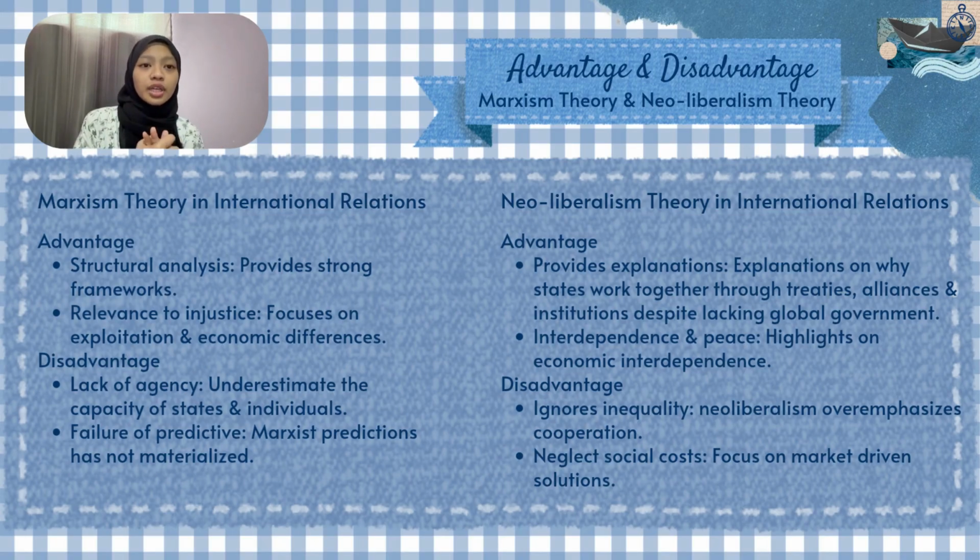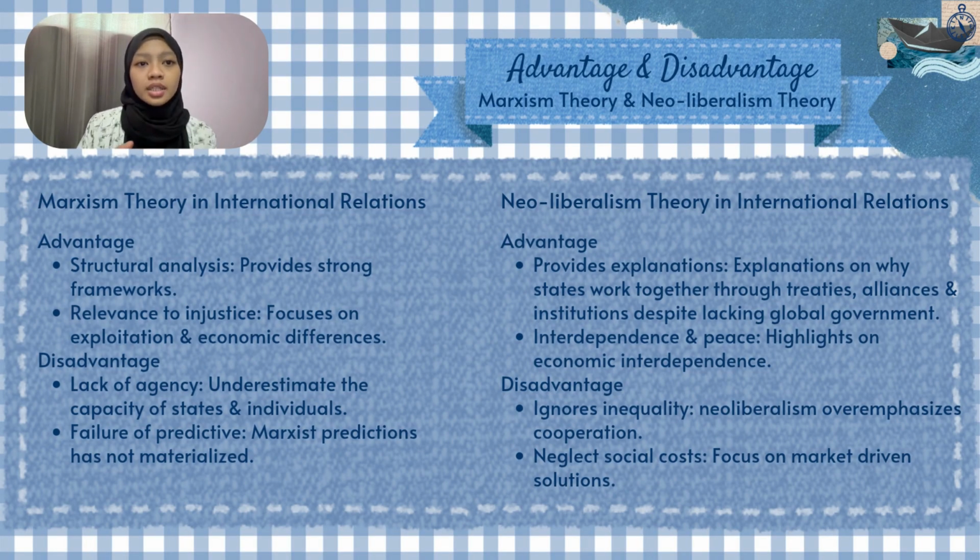The next advantage of Marxism theory is relevance to injustice, which means it is focused on exploitation and economic differences. This means that this theory is useful to explain real-world greed and unfairness. It perfectly explains why a billionaire or wealthy nations keep getting richer while the laborers who make their products remain poor.